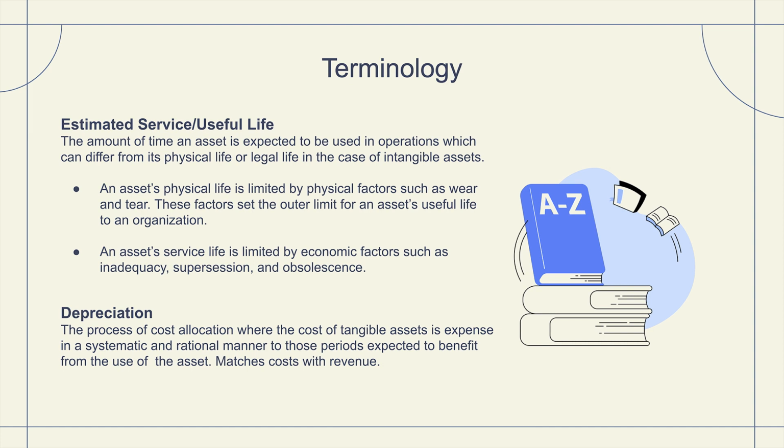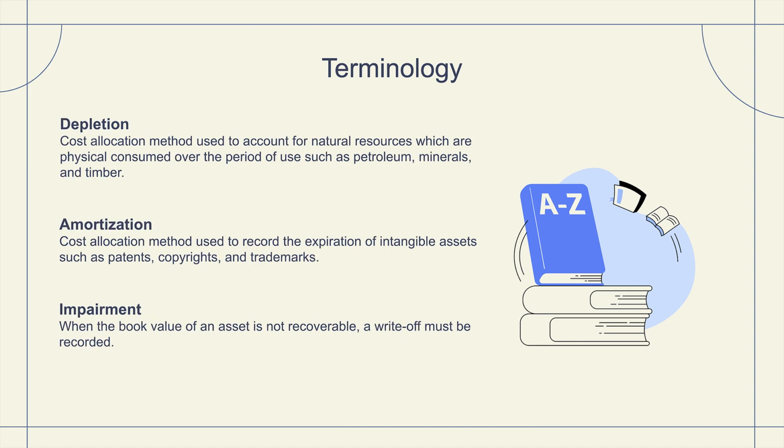Depreciation is the process of cost allocation where the cost of tangible assets is expensed in a systematic and rational manner to the periods expected to benefit from the use of the asset. This is a matching of cost with revenues under the expense recognition principle. Depletion will not be highlighted in our review as it relates to the cost allocation method used for natural resources which are physically consumed over a period of use, such as petroleum, minerals, and timber. Amortization represents the cost allocation method to record the expiration of intangible assets such as patents, copyrights, and trademarks. And finally, impairment is when the book value of an asset is not recoverable and a write-off must be recorded.